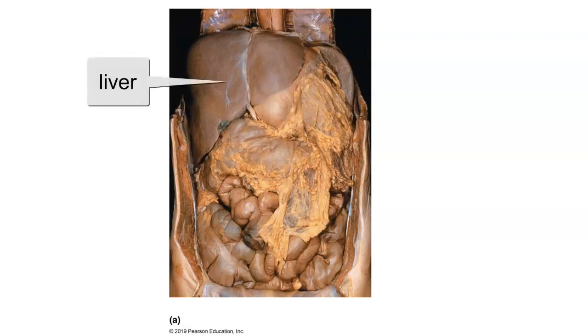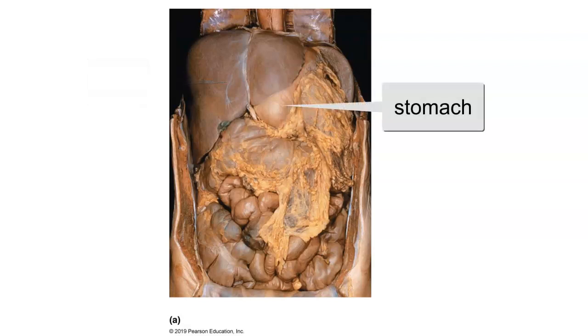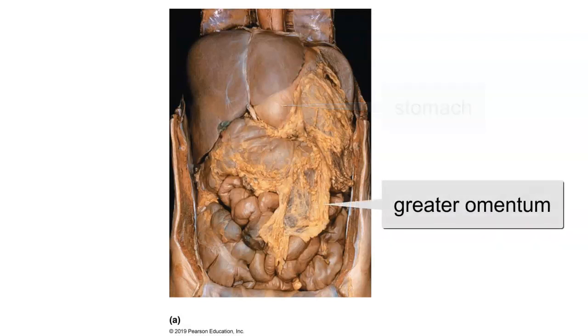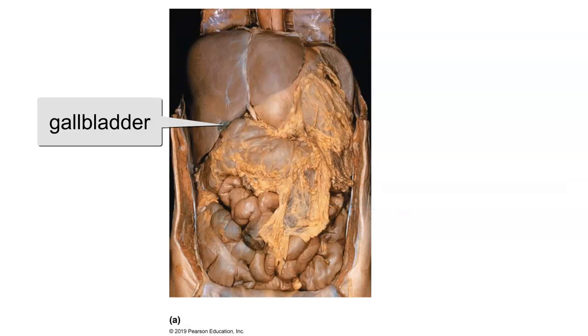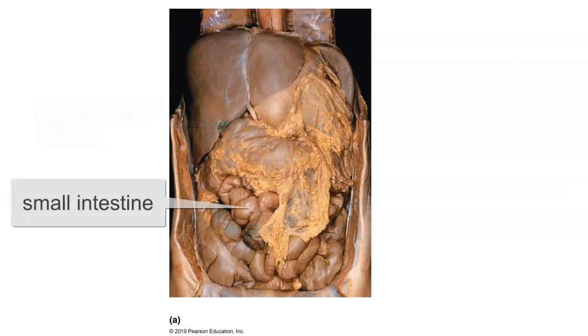Here we can see what a large organ the liver is. This is a cadaver shot, and here we can see the liver, the stomach, the greater omentum coming off of the greater curvature of the stomach, the gallbladder. This is the small intestine.